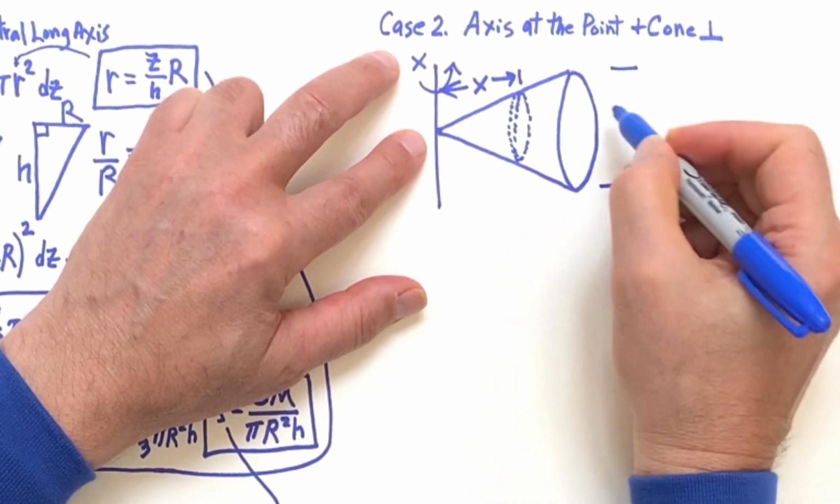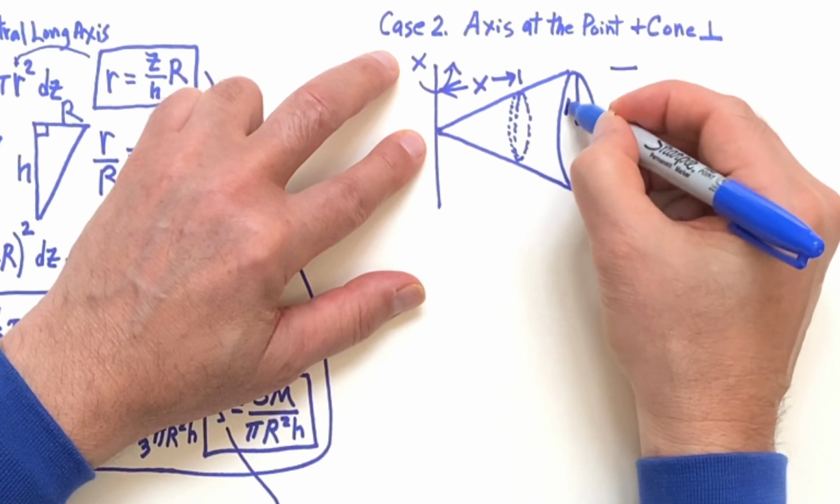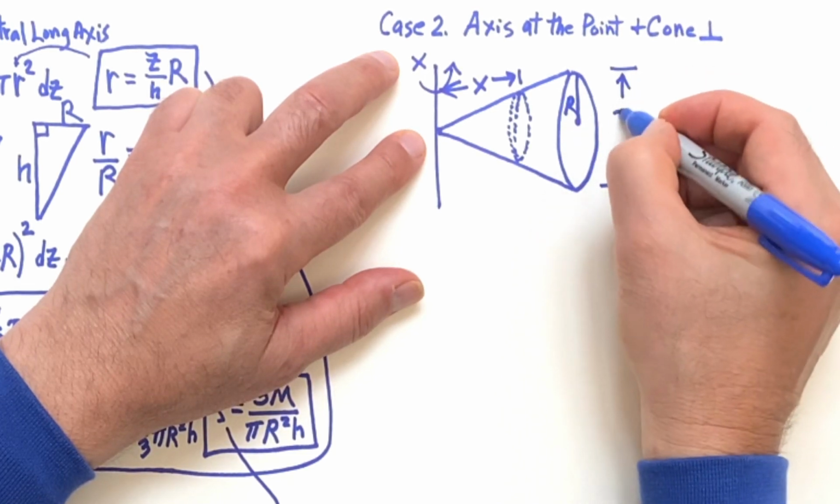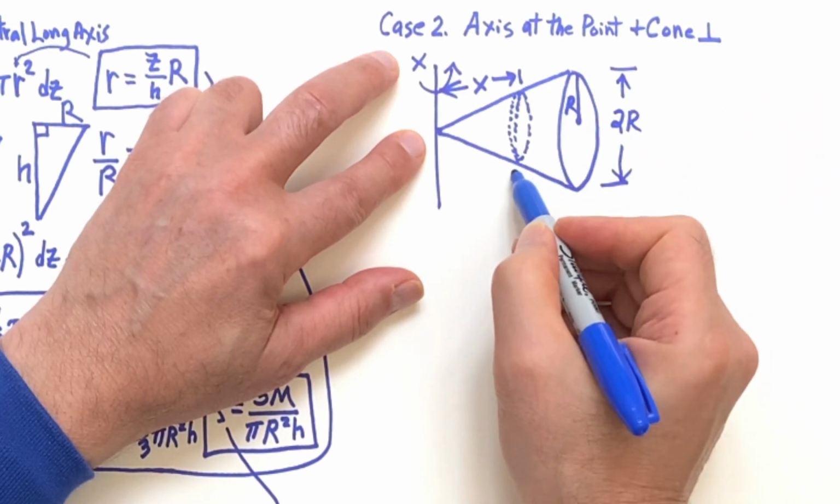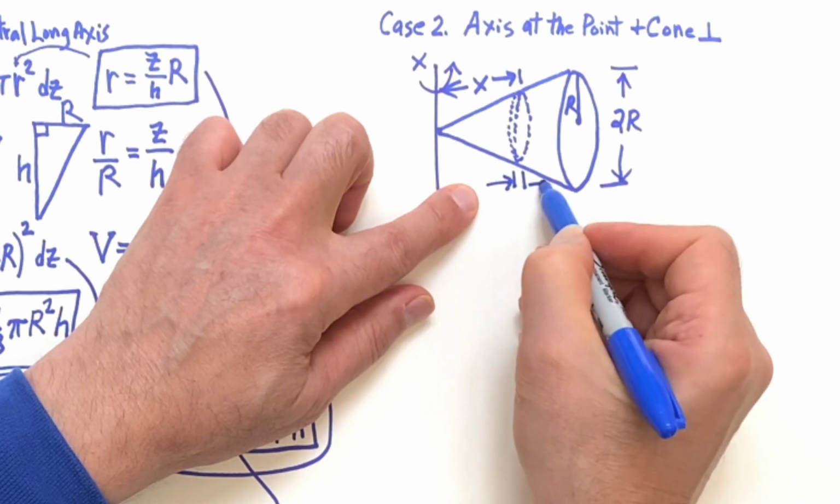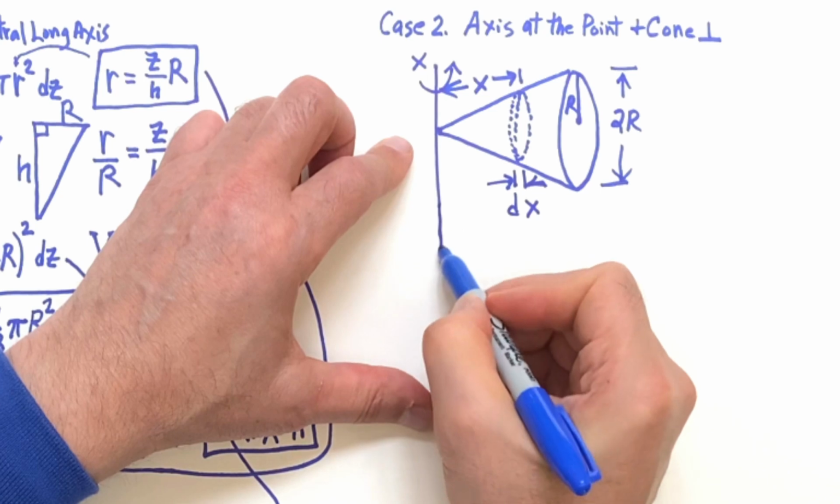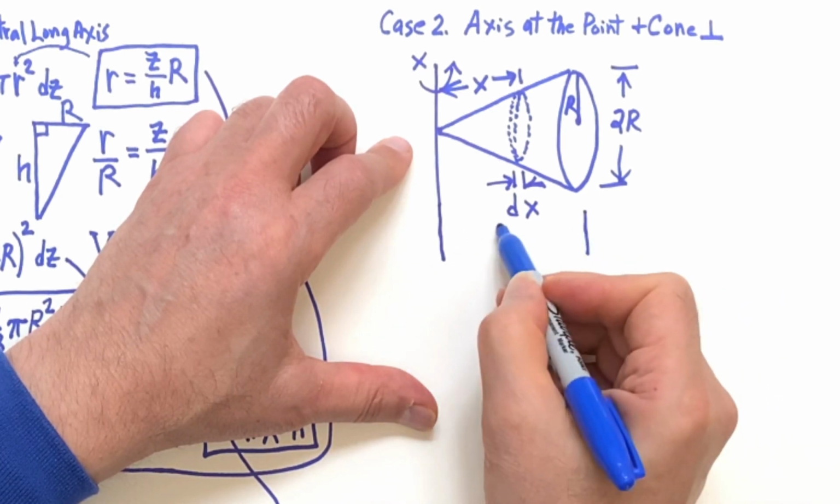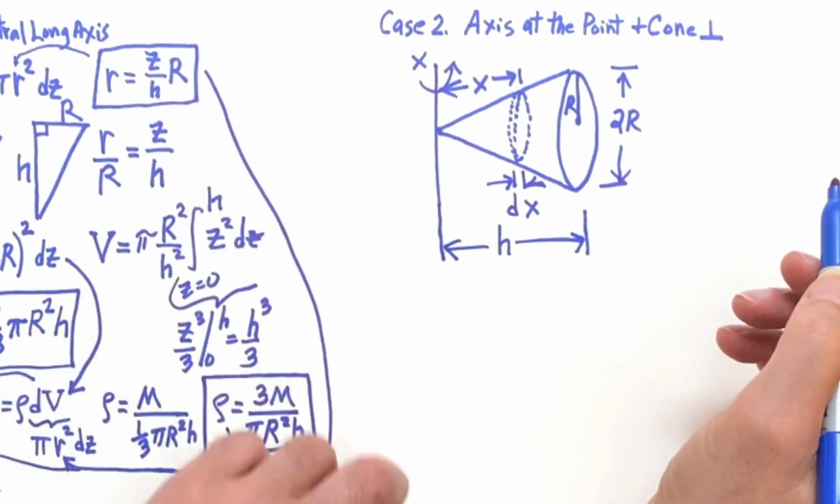Notice that here we have a big R, and the diameter here is 2R. There is here a dx, a little thickness here, and h is the length of the cone.